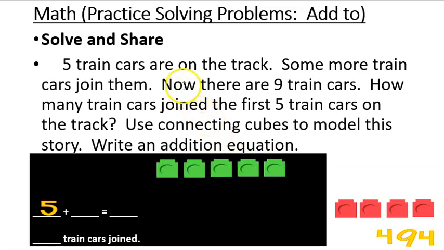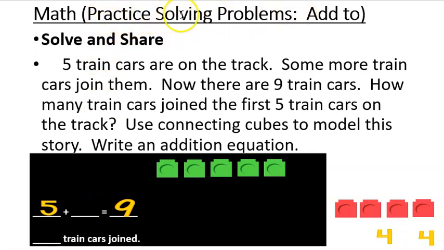Let's keep reading. It says, now there are 9 train cars. Now, how many train cars are there now? 9. So boys and girls, here's what I want you to do, okay? First thing I want you to do is, we're going to, since 9 is right here, look. 9 is going to be the answer for our addition equation. But look, there's a number here that's missing. This is what this represents, okay?